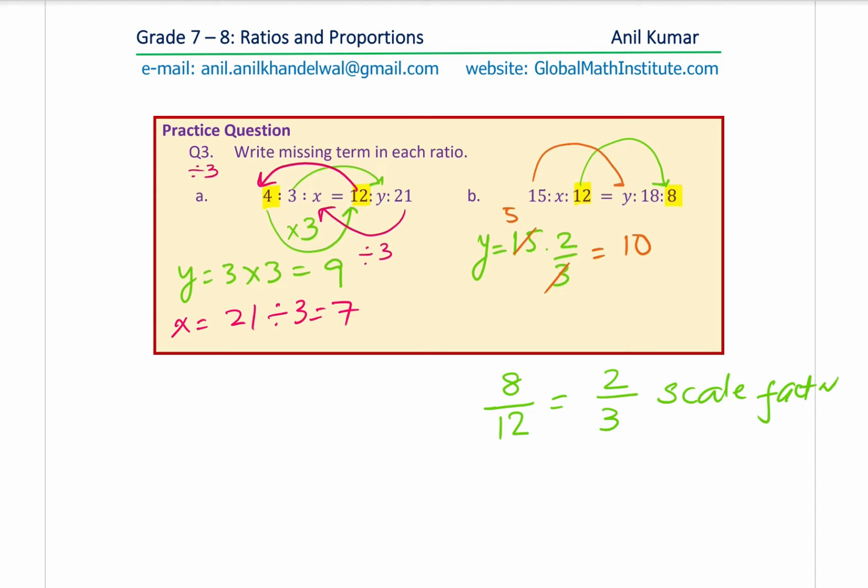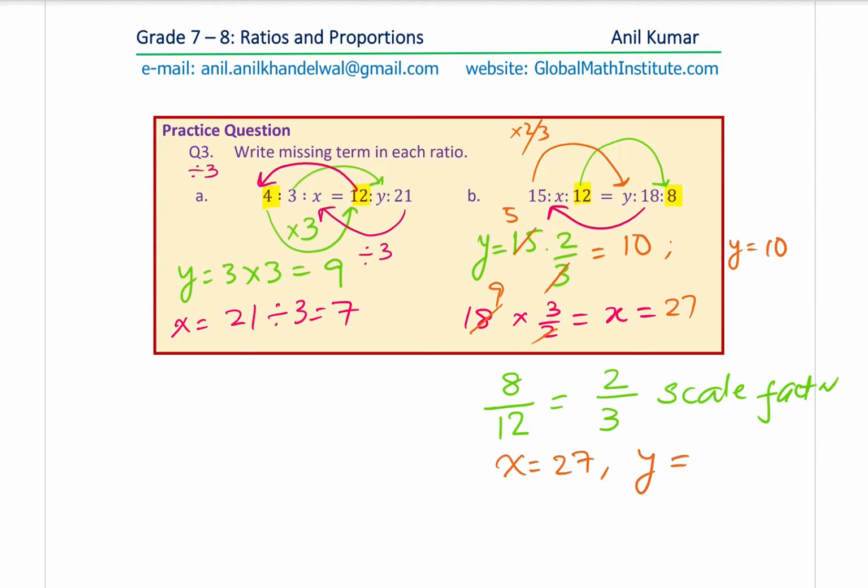So when you go from here and multiply by 2 over 3, you get y equals 10 as your answer. When you go in the reverse direction, then definitely the scale factor will be 3 over 2. So we have 18 times 3 over 2, and that is equal to x, and we can simplify this also, dividing, get 9, 9 times 3 is 27. So we get here x equals 27 and y equals 10 as our answer. Correct? So when there are three ratios involved, you have to work both ways.